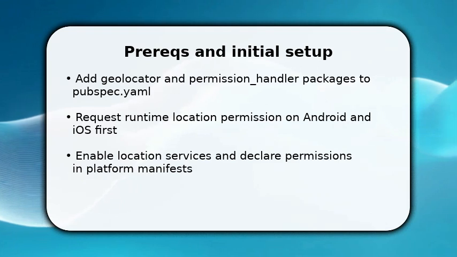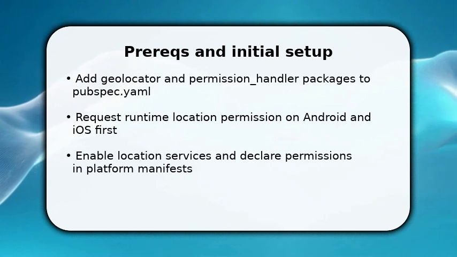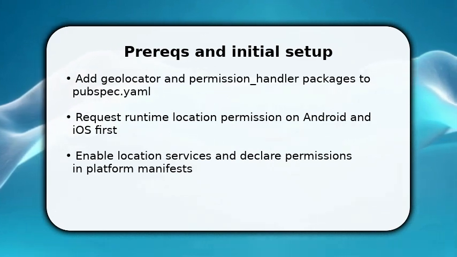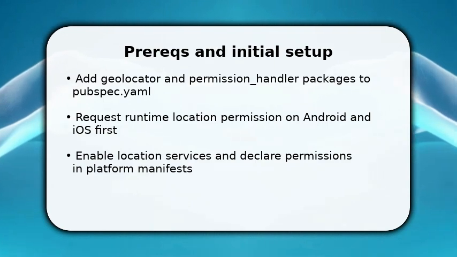Next, request runtime location permission with permission handler and check location service status via geolocator. This immediate setup step ensures your app can access sensors and OS APIs. Make sure to test on a real device, because emulators often require manual mock location setup.